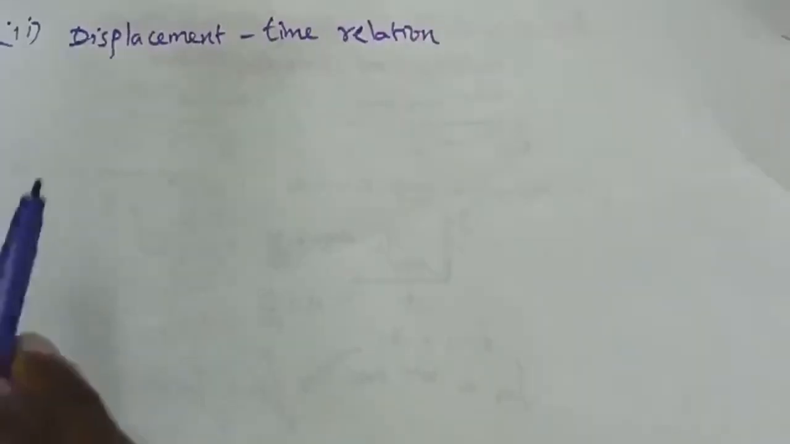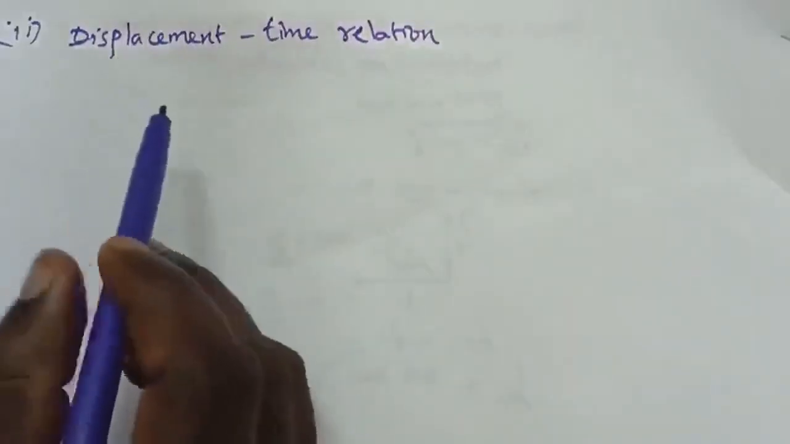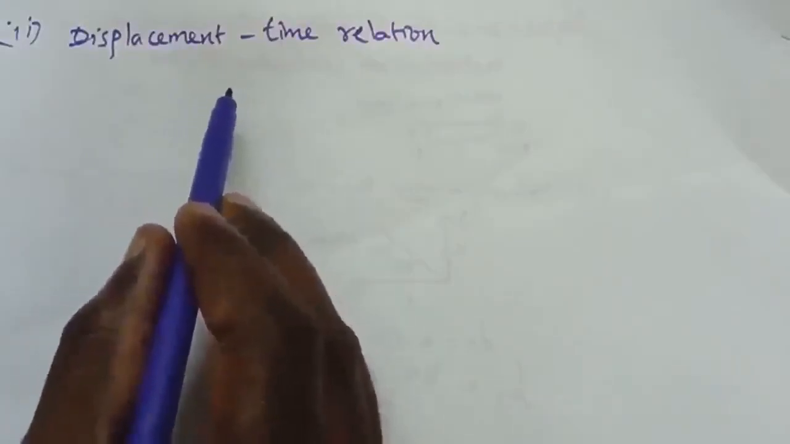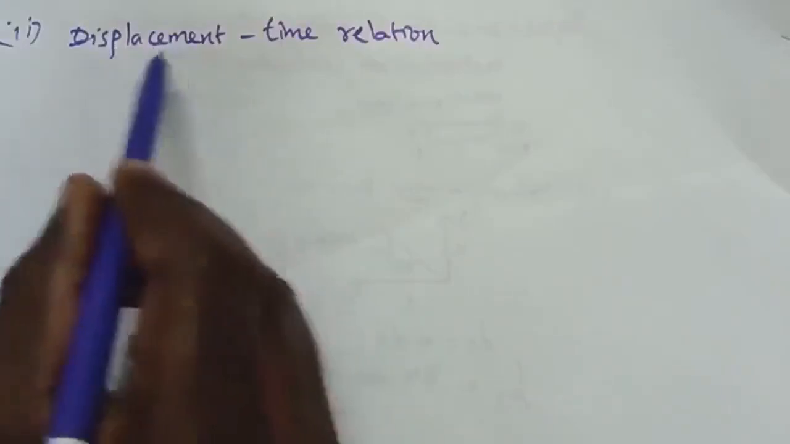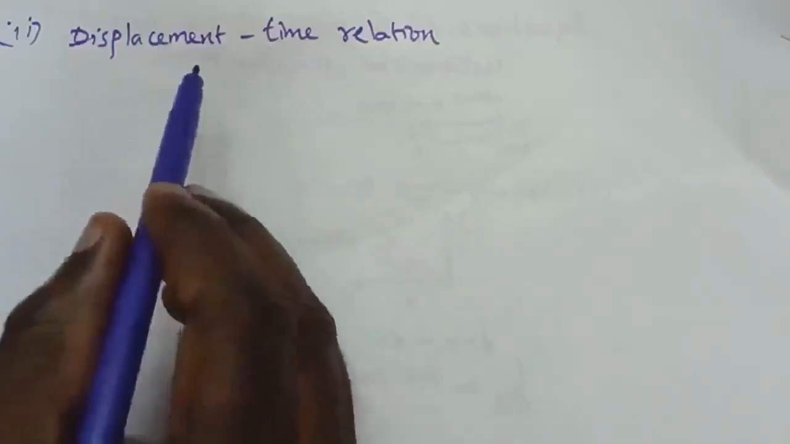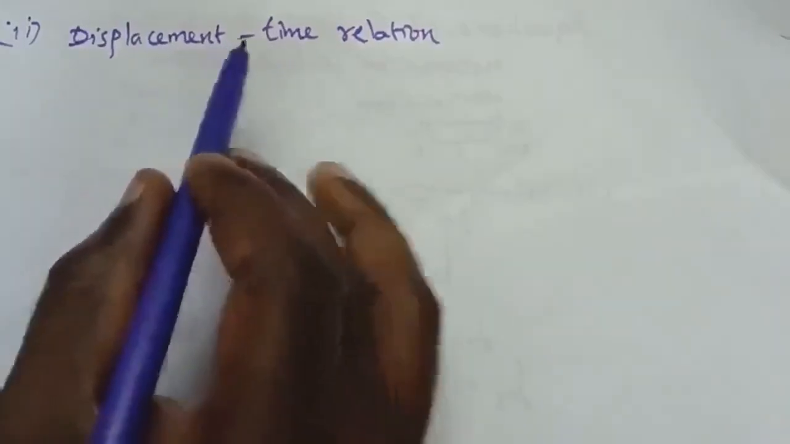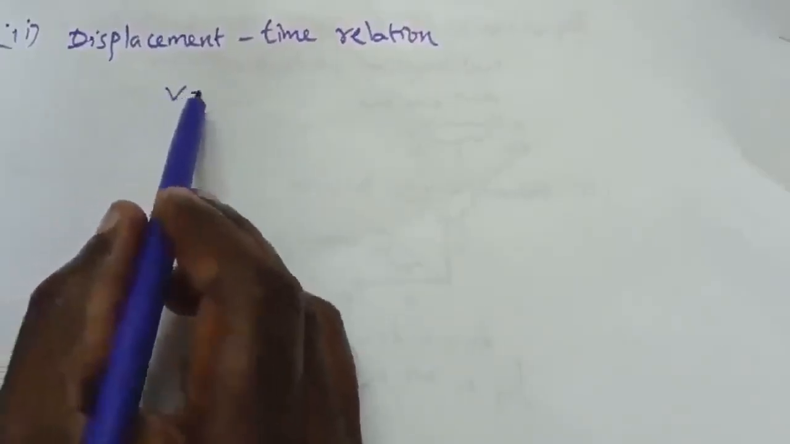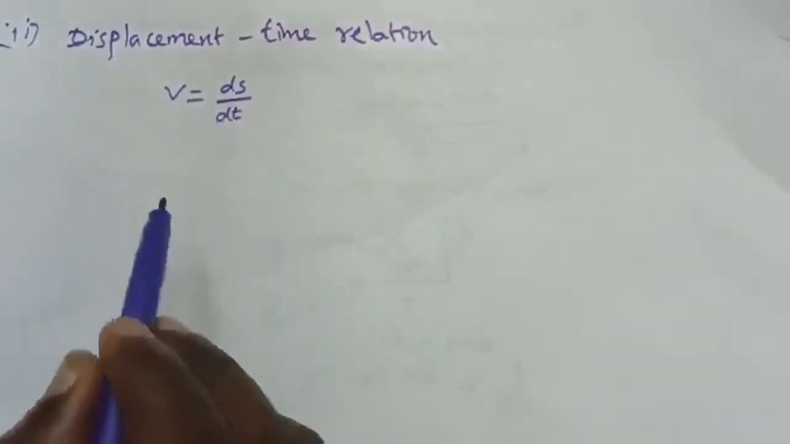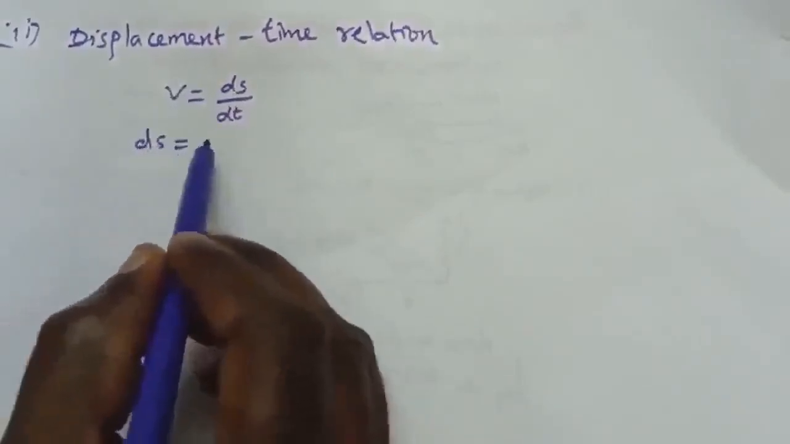Next, the second relation, the displacement time relation. Now tell me students, the definition of velocity. Velocity is defined as the change in displacement with respect to time. The velocity of an object is given by the first derivative of the displacement with respect to time. Therefore v is equal to ds by dt, so ds is equal to v dt.